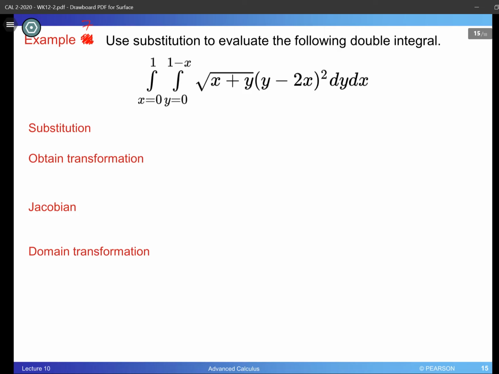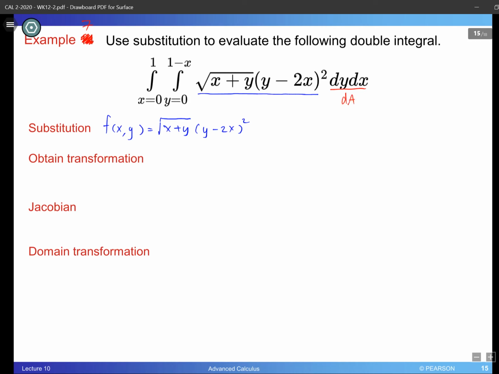So let's take a look at the double integral we have in this problem. Here we have a square root of x plus y times y minus 2x squared, and that is the multi-variable function that we are supposed to work with. So let's write that down right here. Function of x, y equal to square root of x plus y times y minus 2x squared. Alright, now let's take a look at this dy dx. Of course, this is the differential area, dA, expressed in terms of x and y.